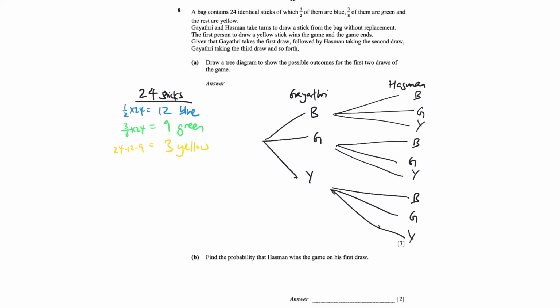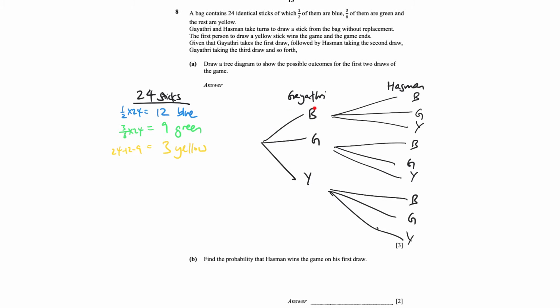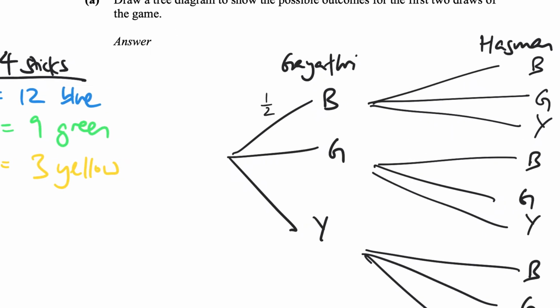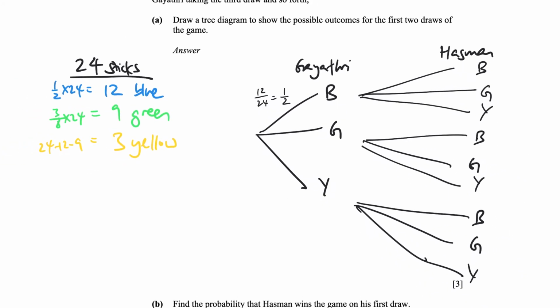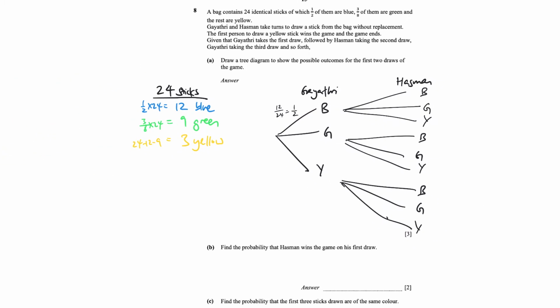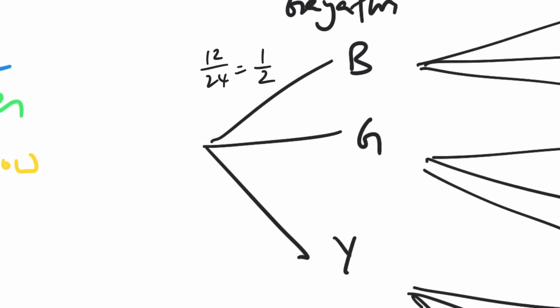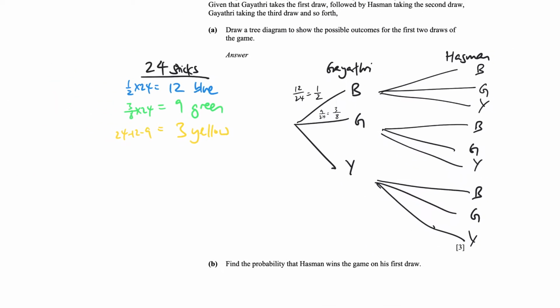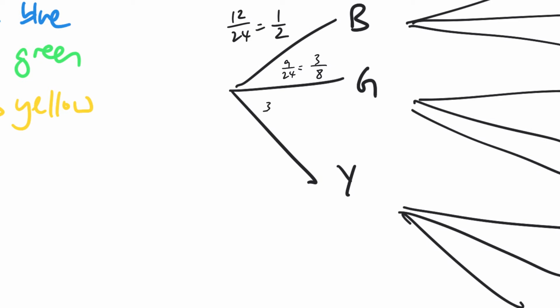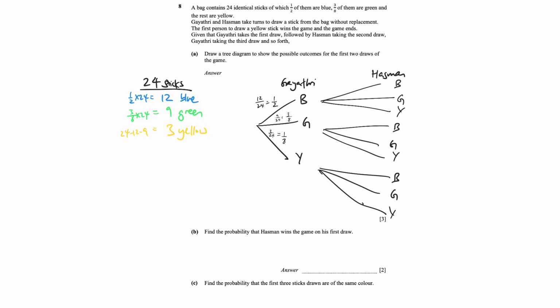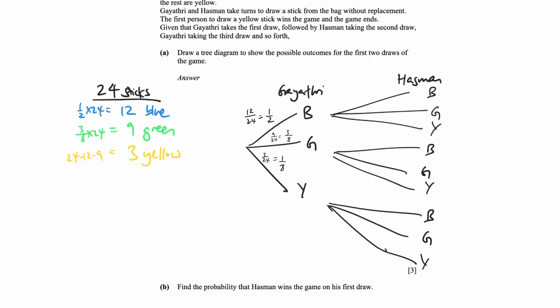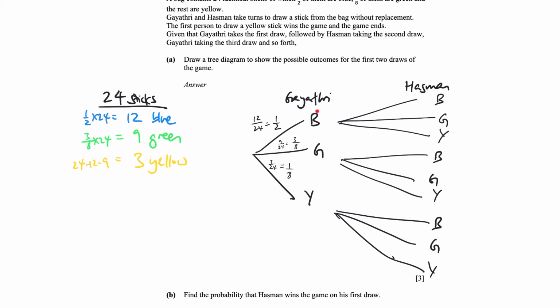Right? And the probability, so let's look at the first one, Gayatri. Probability he gets a blue is simply 12 divided by 24, which is half. And then for green, you can say that it is 9 divided by 24, which is 3 over 8. And for yellow, it's simply 3 over 24, which is 1/8. Cool.